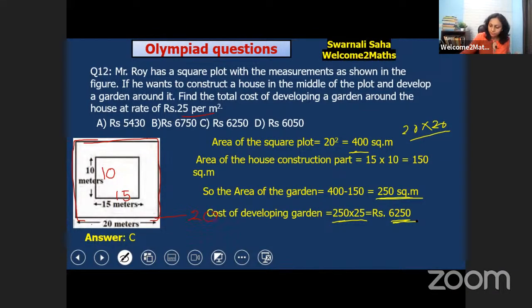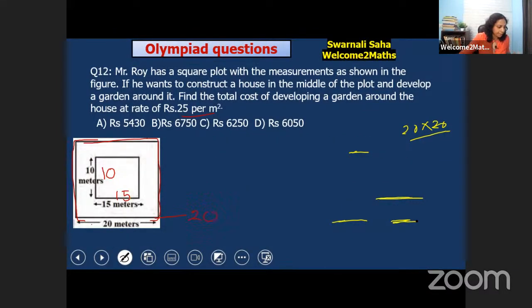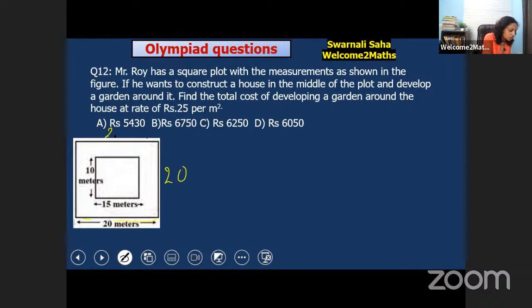Okay, once again, listen carefully. First, you can see Mr. Roy has a square plot. That means it is 20 meters square. The length is 20 meters. That means it is a square, so it is also 20. That is why area of the square plot would be 20 square. So 20 into 20 is 400 meters square.